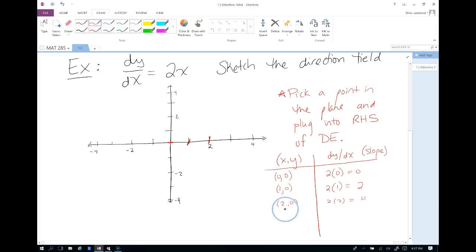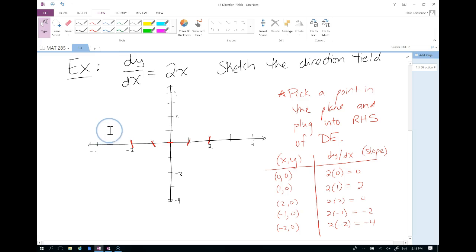And then I'm going to move left a little bit. If we do negative 1, 0, I'll have 2 times negative 1, which is negative 2. So right here, we've got negative slope. And then negative 2, 0, I'll have 2 times negative 2, which is negative 4. So right here, another negative slope, but this one is much steeper.